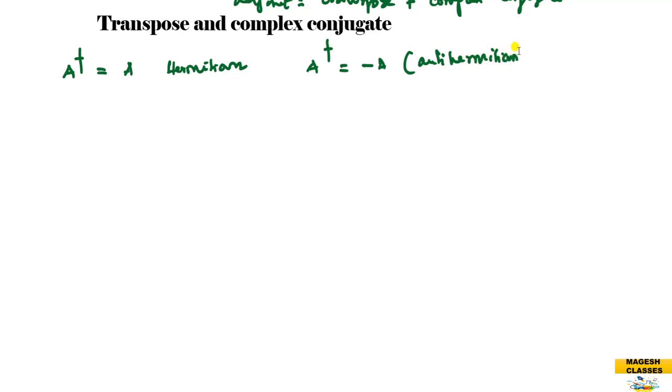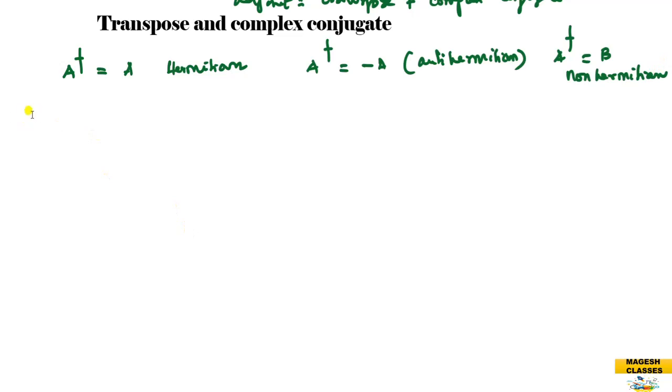Now we discuss the Hermitian adjoint. If A dagger, the Hermitian adjoint, is equal to the operator A, then it is called Hermitian. In some cases, the adjoint of the operator A is equal to minus A. This is said to be anti-Hermitian. In some cases, A dagger is equal to any other value, and it is said to be non-Hermitian.